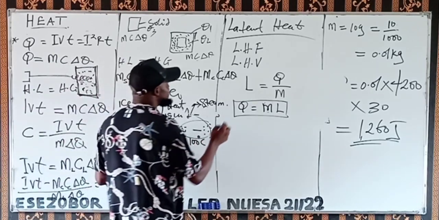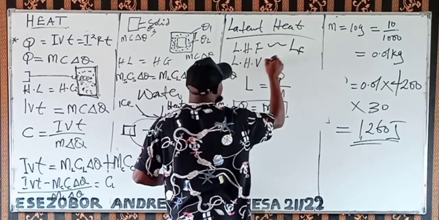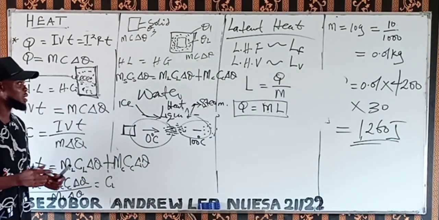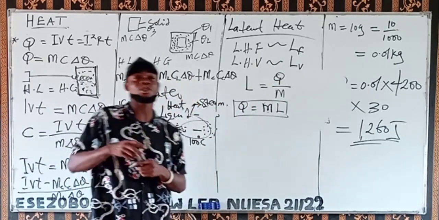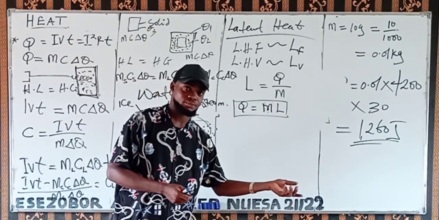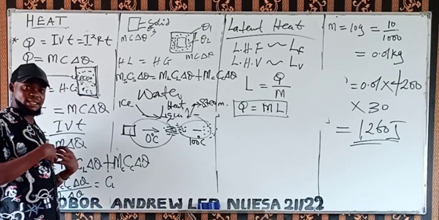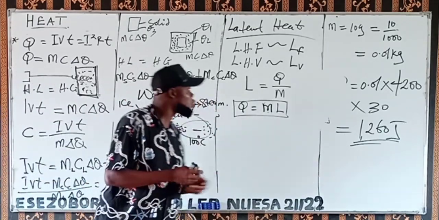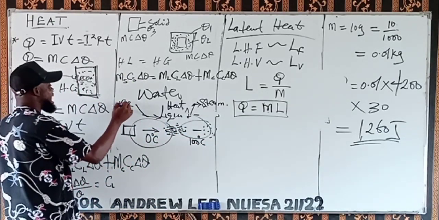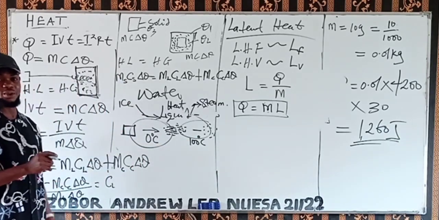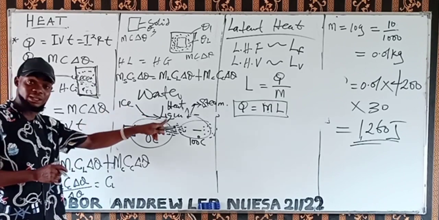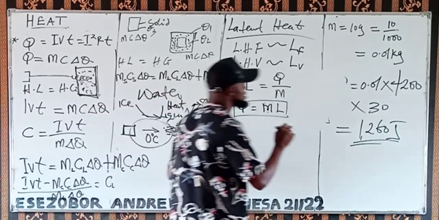Now, we can call this one latent heat of fusion, and this one latent heat of vaporization. Latent heat of fusion and latent heat of what? Vaporization. Now, what's the meaning of latent heat of fusion? Latent heat of fusion is the quantity of heat either taken in or given out when a body changes from solid to liquid without changing temperature, when ice melts to liquid without changing temperature. So the quantity of heat that will melt ice, or melt solid water to liquid without a change in temperature, is called latent heat of fusion.